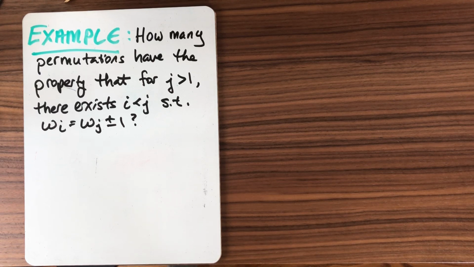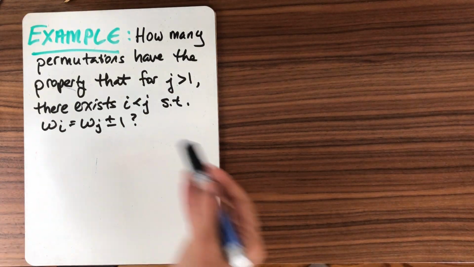Our final topic in permutations. Let's think about this example. How many permutations have the property that, for all j greater than 1, there exists i less than j such that w_i equals w_j plus or minus 1? When we're approaching this problem, the first thing to do is to take any permutation you can think of and just do it as an example to see what the heck this means.